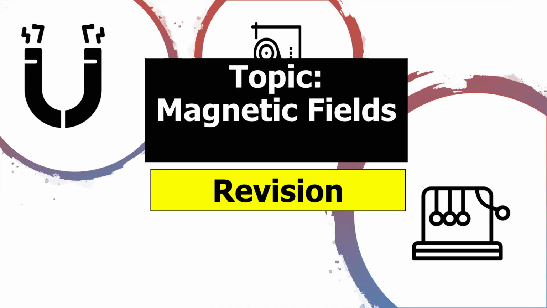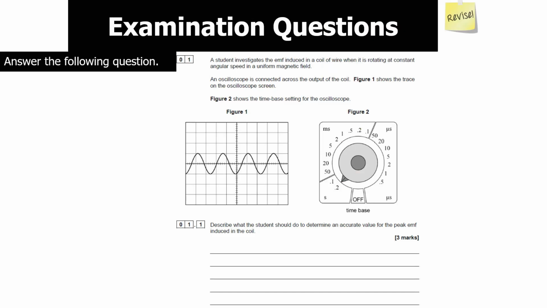Let's now have a look at some questions on the topic of magnetic fields. The first question says, a student investigates the EMF induced in a coil of wire when it is rotated at a constant angular speed in a uniform magnetic field. An oscilloscope is connected across the output of the coil. Figure 1 shows the trace on the oscilloscope screen, and Figure 2 shows the time-base setting for the oscilloscope. Firstly, describe what the student should do to determine an accurate value for peak EMF induced in the coil. So pause the video now, then unpause the video when you want to go through your answer.